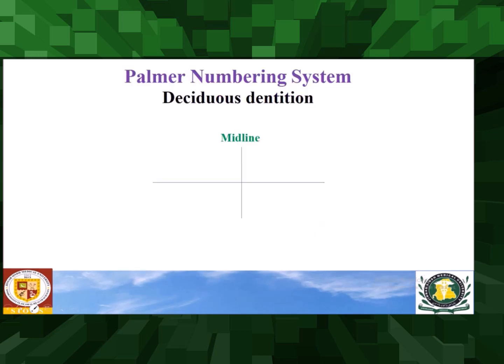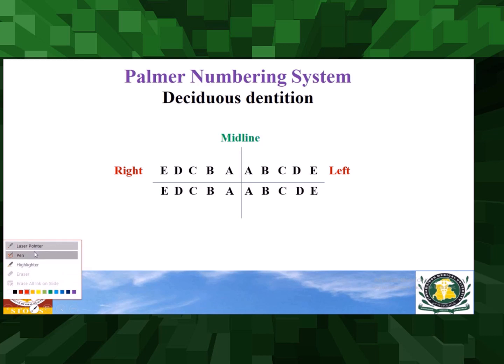Now we will discuss the Palmer notation system for the deciduous dentition. In the Palmer notation system, we use capital alphabets that start from the midline. This is A, which indicates the maxillary right central incisor, till E, which indicates the maxillary right second molar. The same alphabets are used in the left maxillary quadrant, and the same alphabets in the mandibular quadrants. So in order to identify an individual tooth, we use these symbols together with the alphabets.